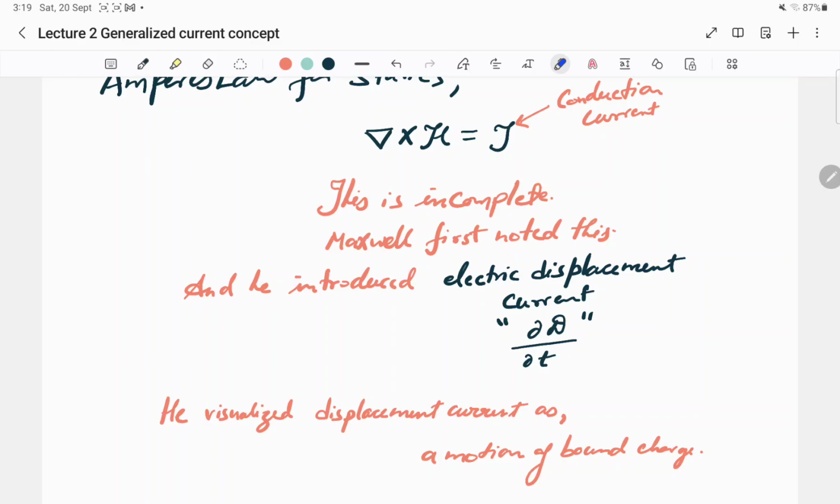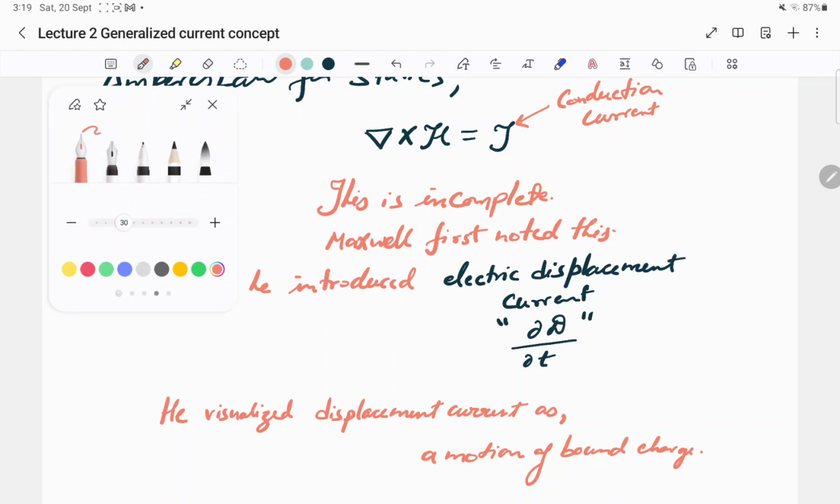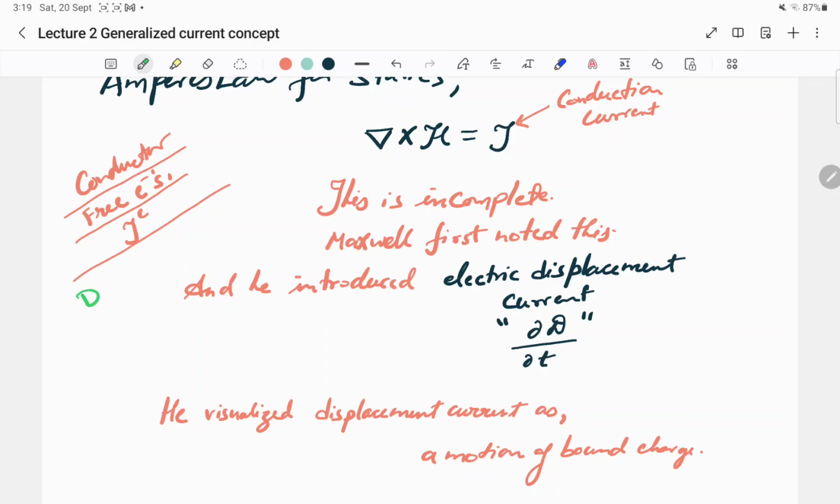We all know that in a conductor, free charges are present, free electrons, which constitute the conduction current Jc. But in a dielectric, bound charges are present, that is plus and minus together.